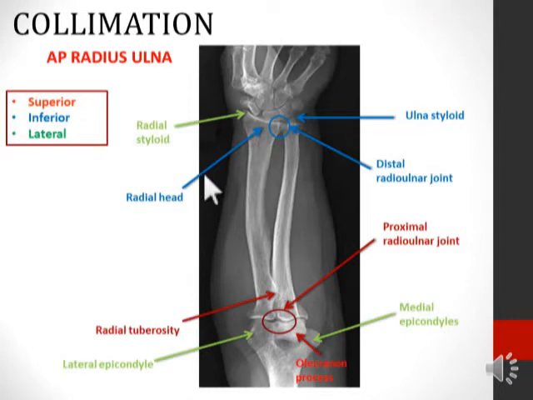So next is collimation. The red part is for superior, blue is inferior, and green is lateral. So I'm going to go through the superior part. The structures that should be included in the superior part are radial tuberosity, olecranon process, and proximal radio-ulnar joint. For inferior, structures that should be included are radial head, distal radio-ulnar joint, and ulnar styloid. And for lateral border, structures that should be included are lateral epicondyle, medial epicondyle, and radial styloid.